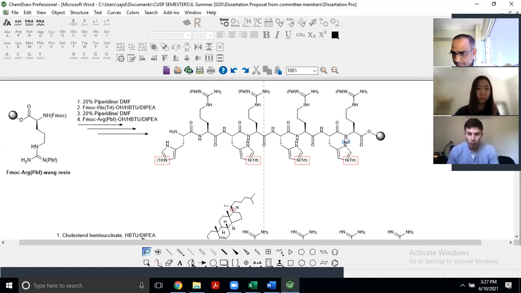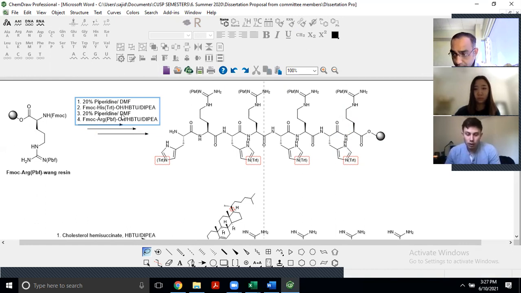CONH. So it was actually C double bond OOH here, and here it was NH2. So they reacted and this new bond was formed. Got it? So we have tryptophan, we added tryptophan, then again we did what? Deprotection.